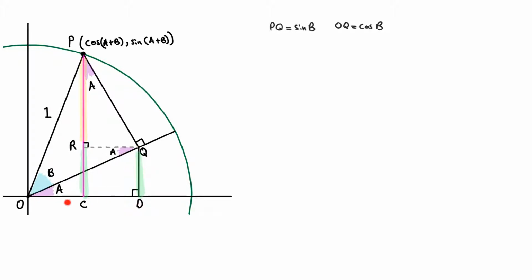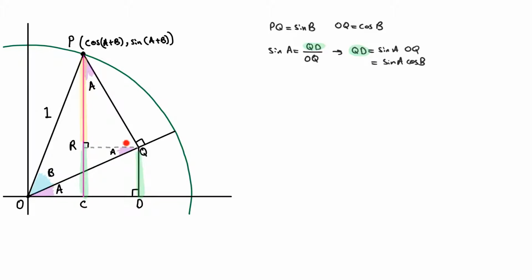Now, looking at this triangle over here, I know that this is the opposite side to angle A, so using trig ratios, I can write that sine of A is equal to QD over the hypotenuse, which is OQ. This will give us QD is equal to sine A times OQ, and we know that OQ is the same as cosine of B, which is written right here. I am just going to highlight this in green so you can see the corresponding side in the shape.